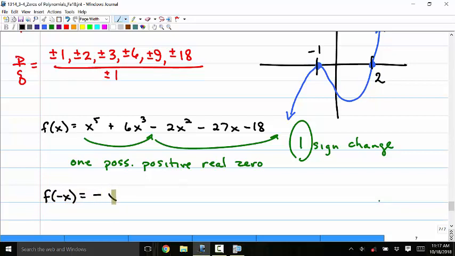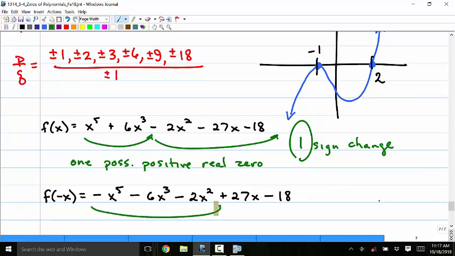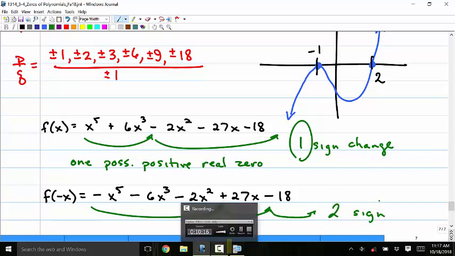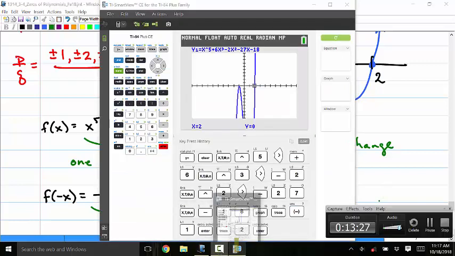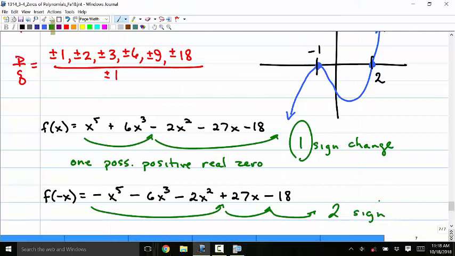I would get -x to the 5th minus 6x cubed minus 2x squared plus 27x minus 18. How many sign changes do I see? 2. Just 2, right? It goes from negative to positive to negative. So there's 2 sign changes.